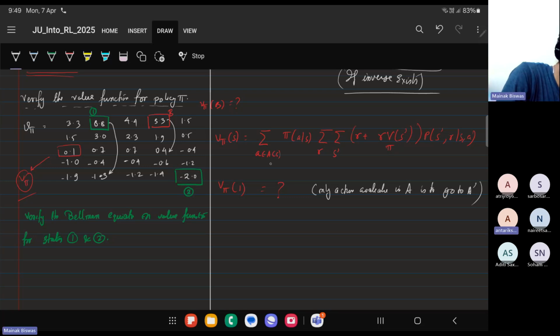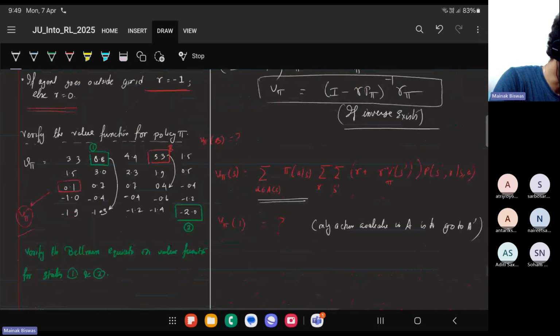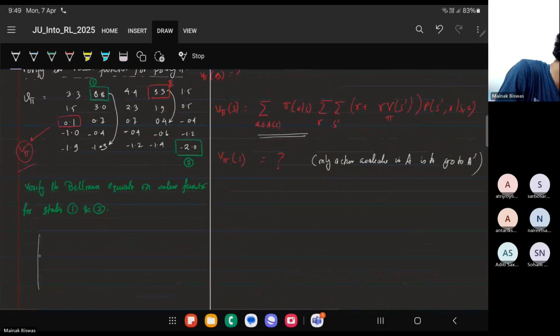Could you show the grid again? You want to see the grid again? I'll draw the grid here. No worries. The 5x5 grid.